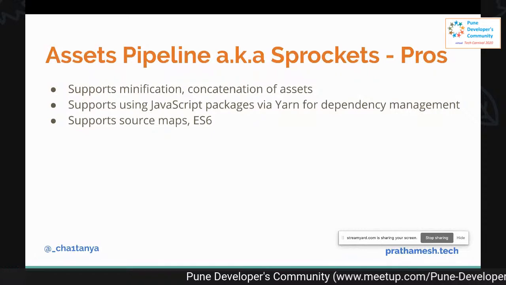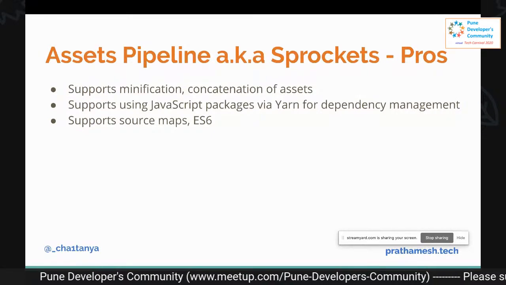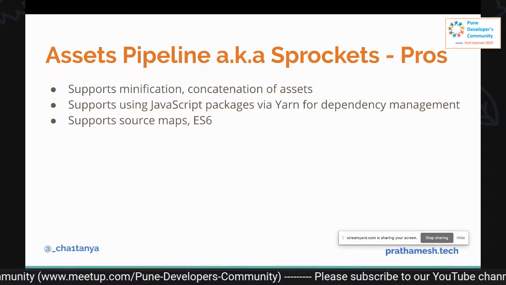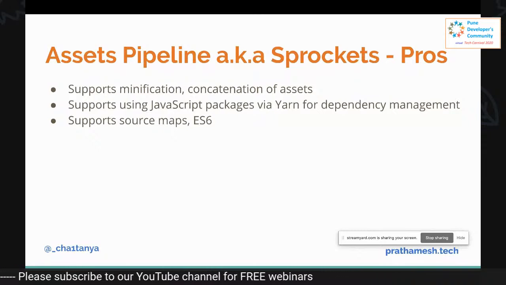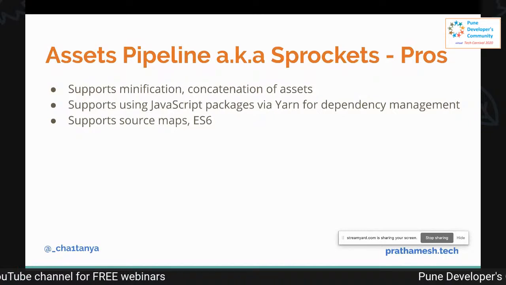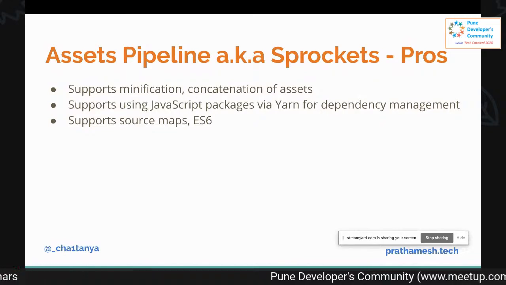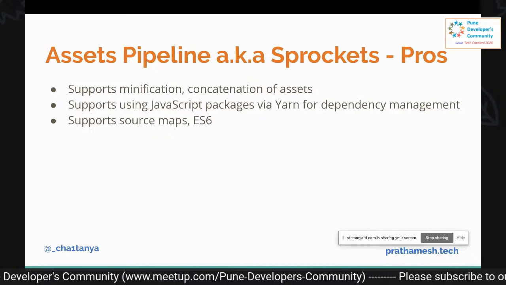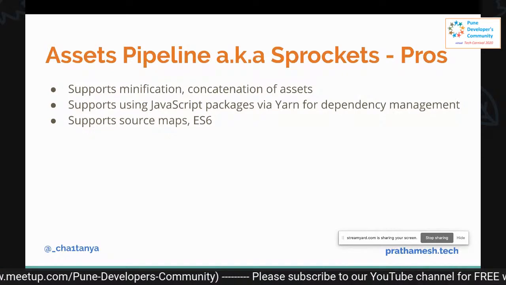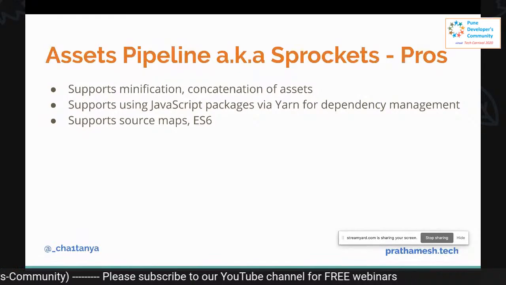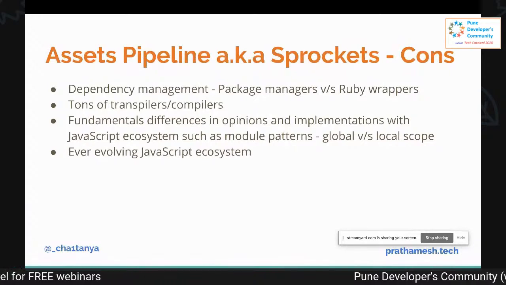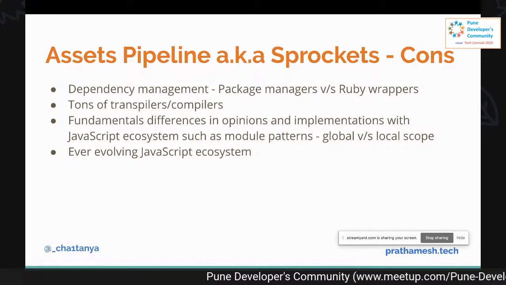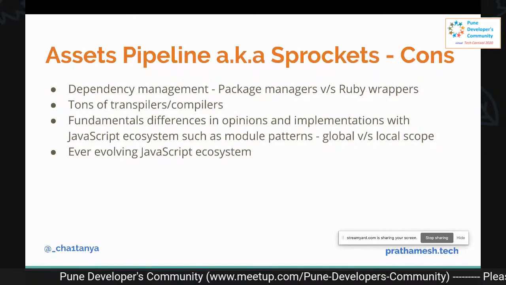It supported the combining of your JavaScript files in a single file so that it can be served for production. Also, it supported images, fonts, and CSS. Slowly over the years, it also supported using NPM packages, using Yarn or the NPM package manager for dependency management. Later on, support was also added for source maps and ES6 during the past few years. But there are also some philosophical differences between how the asset pipeline was developed and how today's JavaScript ecosystem works.